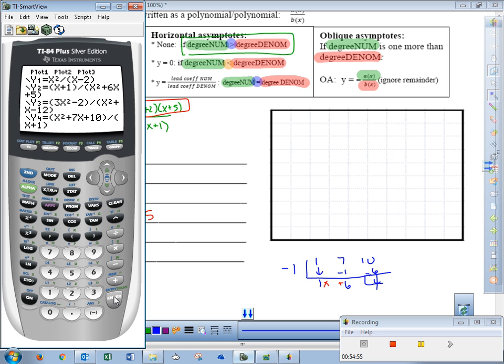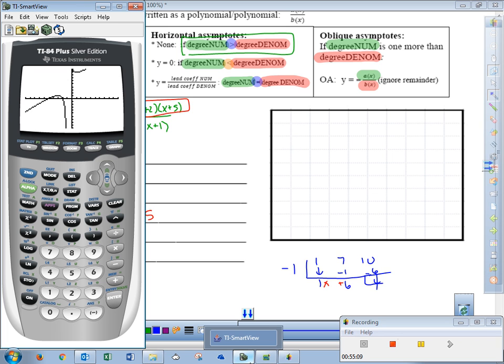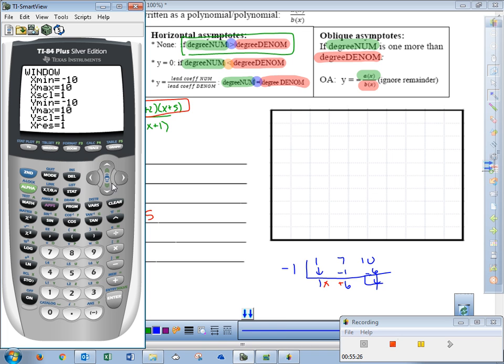Don't forget your parentheses. Will Zoom 6 work for us? Do I see enough of that other branch? Got to change that. So who has to change out of x min, x max, y min, y max? Y max. And I'll probably change the y min also. I'll make my y min go to, say, -6 instead, and my y max.